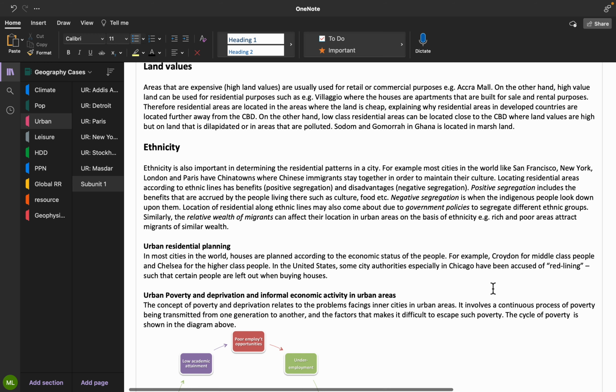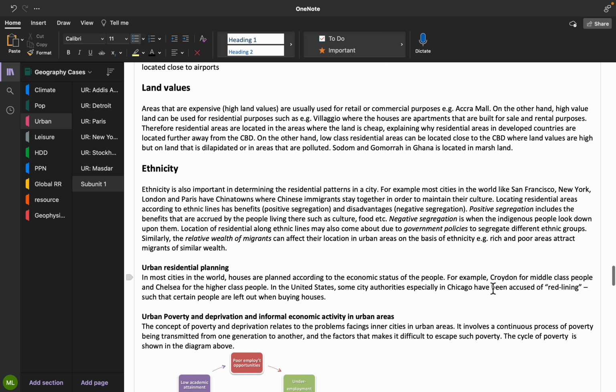Another thing that is important is ethnicity. So ethnicity is also important in determining the residential patterns in a city.